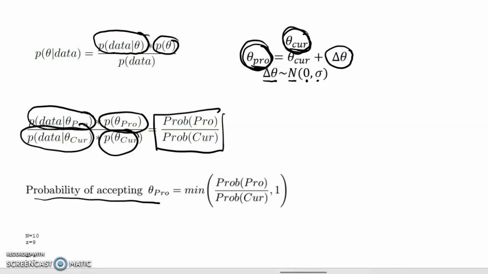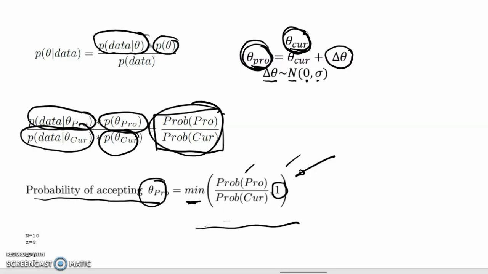And once we have this ratio, we're going to implement the following accept-reject rule that says the probability of accepting the proposed value of theta is given by this expression here, which means that if this ratio is greater than 1, then the lesser of these two values is going to be 1, and we'll accept theta proposed. That will then become the new theta current. On the other hand, if this ratio is less than 1, then the probability of accepting the proposed value of theta is going to be equal to that ratio.